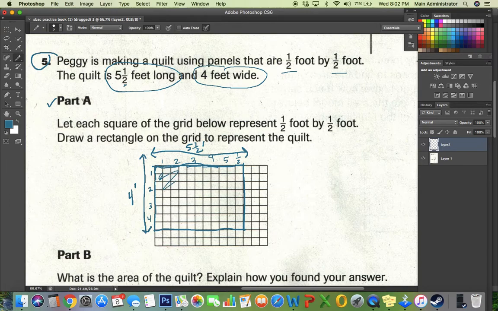And I have to find the area, all of this inside. I could count these squares, right? 1, 2, 3, 4, 5, 6, 7, 8, 9, 10, 11. And then there's 11 across. So that's 11 squares. And this is 1, 2, 3, 4, 5, 6, 7, 8 squares. 8 squares.